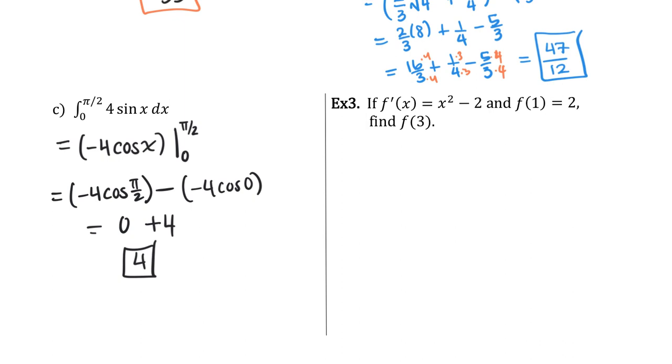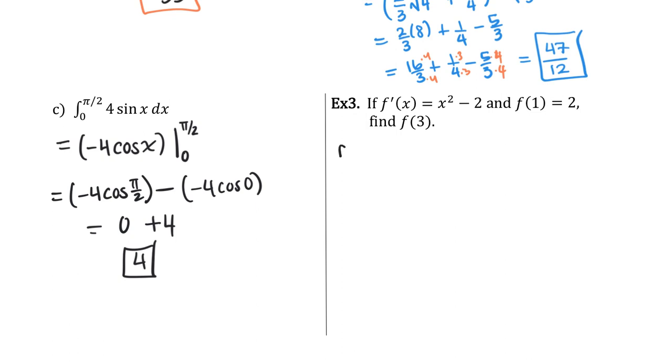Okay, one more example. And they're going to give me information and see what I can do with it. Okay, they're telling me f prime of x is x squared minus 2. They're telling me f of 1 equals 2. Find f of 3. Okay, let me think about this. They're giving me f prime of x, which means if I found the integral of this, that would kind of correspond to this information, which means this is kind of like the area under the curve.